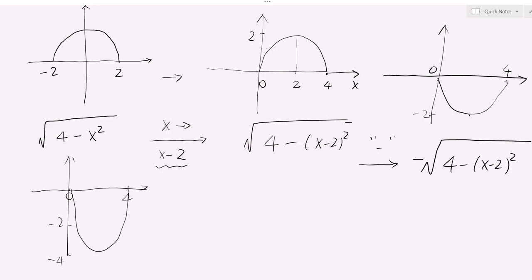This is called stretched vertically by a factor of 2. What it means is simply multiplied by 2. So what we have over here, the new equation, f of x, is equal to negative 2 square root of 4 minus (x minus 2) squared. And if you want to, you can multiply this out and simplify.